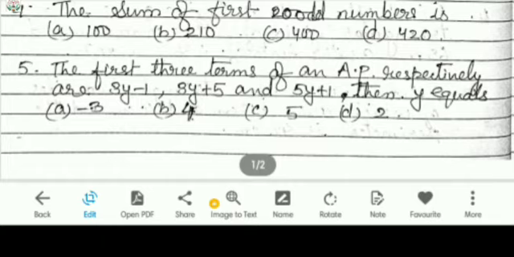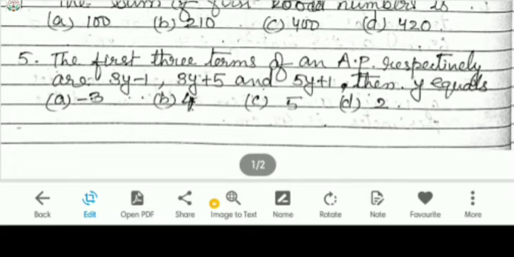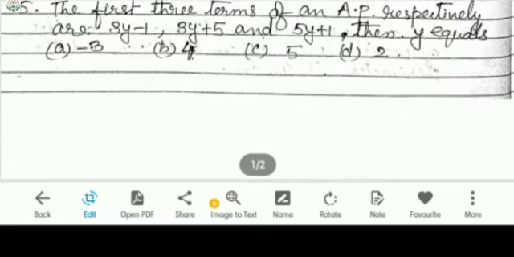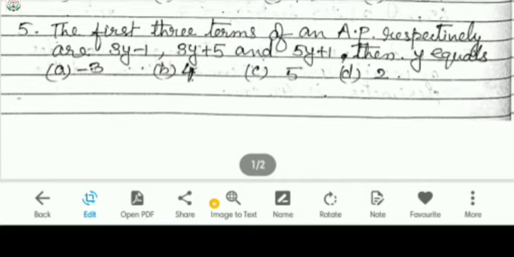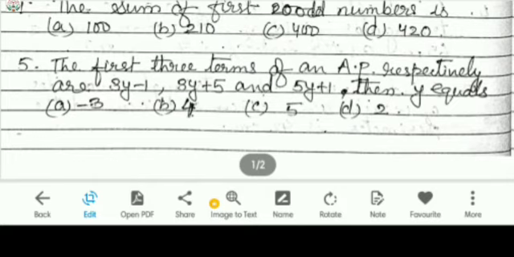That is equal to 5y plus 1 minus (3y plus 5). So on simplification you will get the value of y. That will be the answer here. Out of the 4 options, C is the correct one. So solve these MCQ questions.